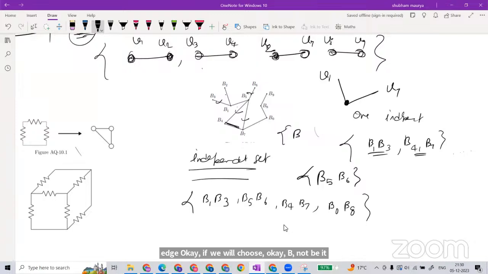Okay, and then we are done now, except these four. Now if you choose any edge, surely they are going to share their vertices. So this is one independent set. Is this the maximum independent set?